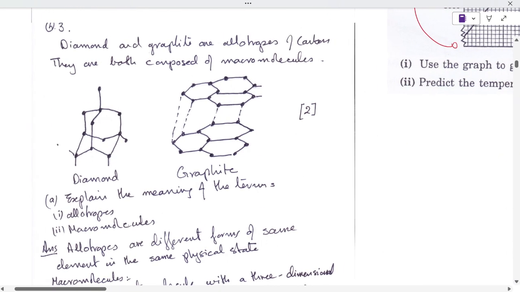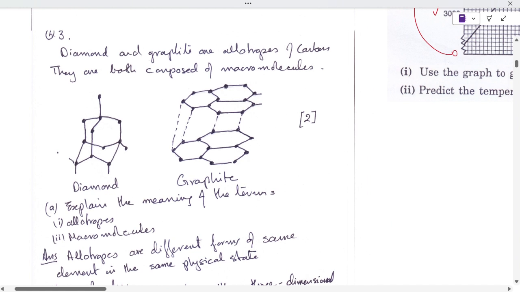Now I come to question number 3. It says diamond and graphite are allotropes of carbon. They are both composed of macromolecules. I will repeat again that I have taught you about allotropes and macromolecules, the structure of diamond and graphite in the bonding chapter.